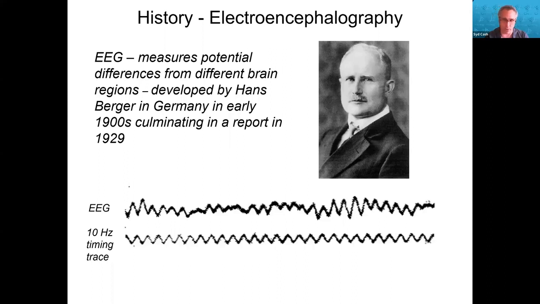And this was the first recording of what was first known as the Berger rhythm, and later became known as alpha. Well, actually, he termed it as alpha, the alpha wave. And so this is really the first indication of oscillations.